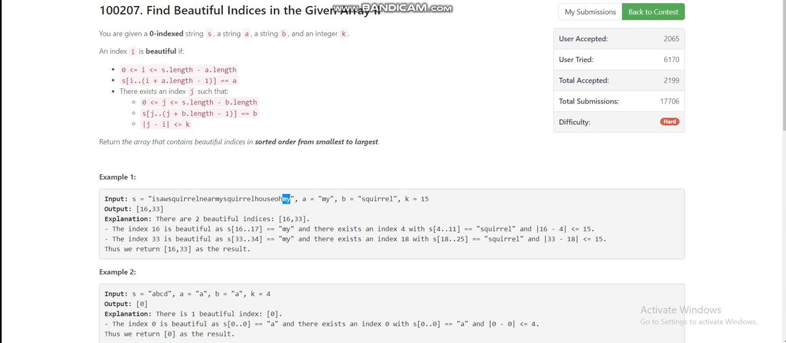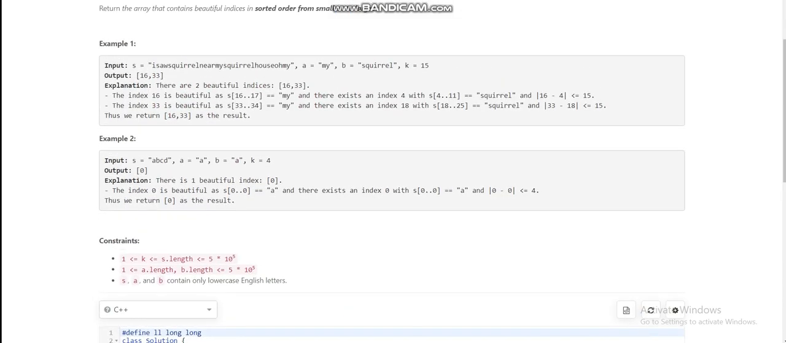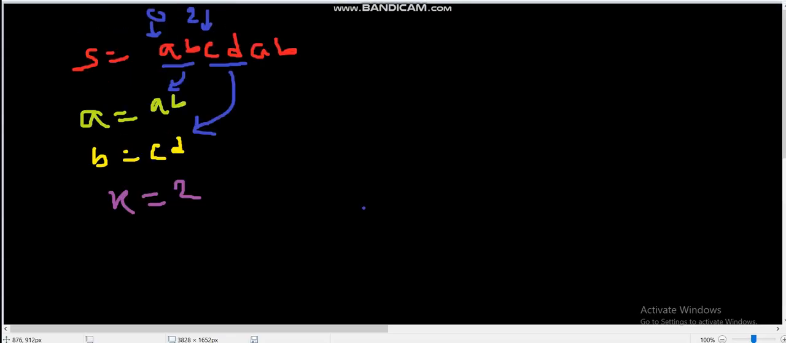So how can we solve this problem? Let's try to solve the problem with smaller constraints, where the length of s is 5 into 10 to the power 5, but the length of a and b is only 10. Okay, here the length constraint on s is 5 into 10 to the power 5, but we will first try to solve the problem for 10. So how can we solve the problem for 10, right?